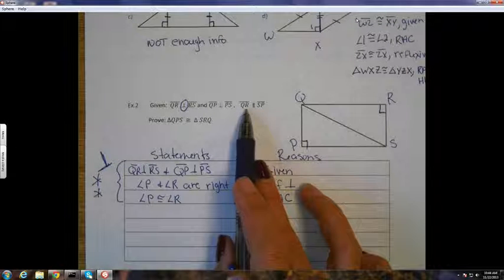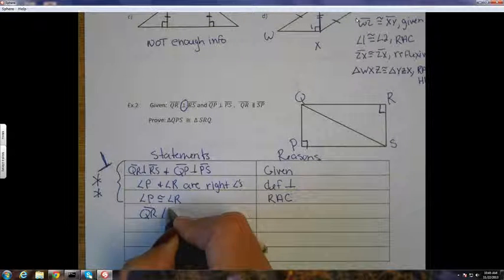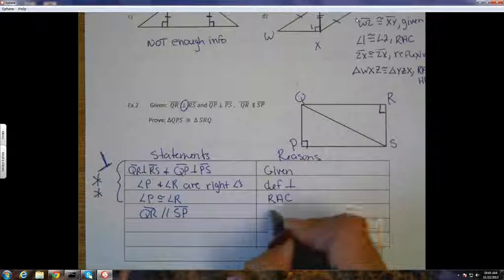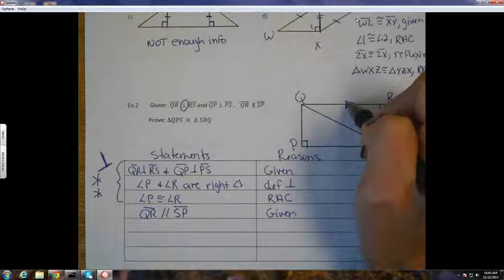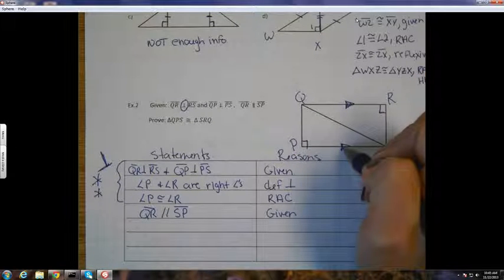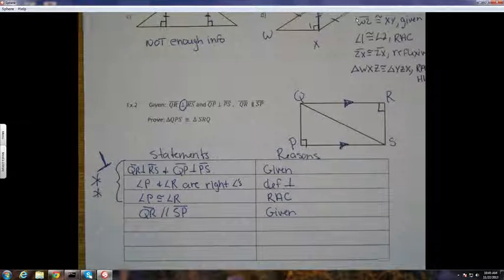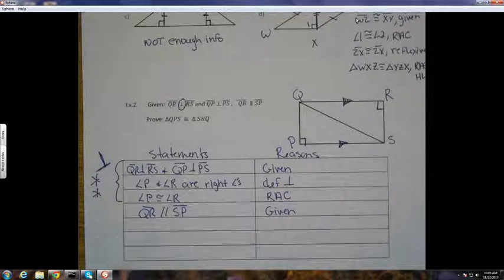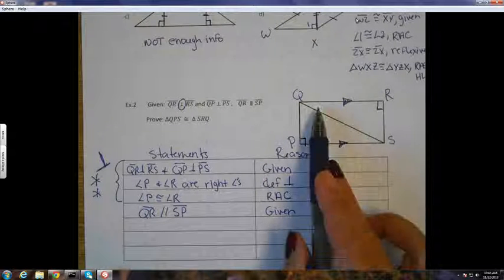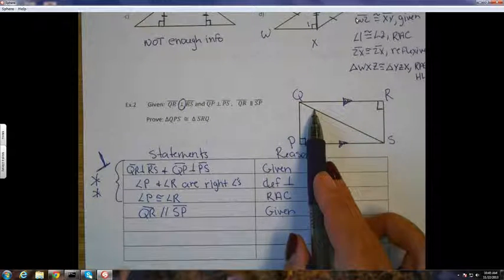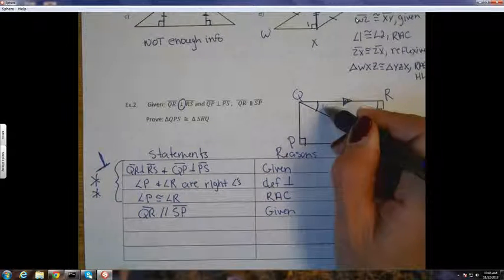I've got QR parallel to SP. Given. I'll mark them parallel. What do we usually get congruent because we've got parallel lines? Alternate interior angles. So the top and bottom are parallel. Here's my transversal. Which angle at Q is the alternate interior? The top one. And then the bottom one. So I'll put a little 1 and 2 there.